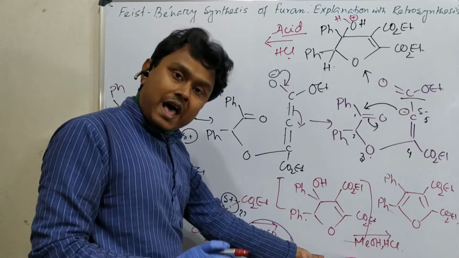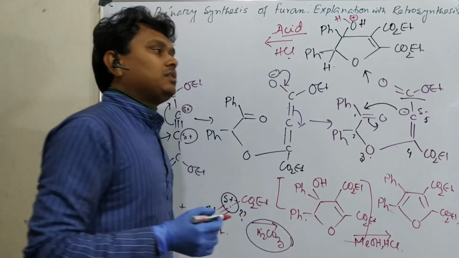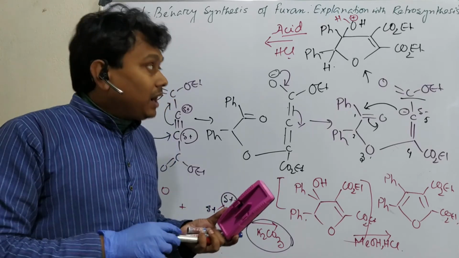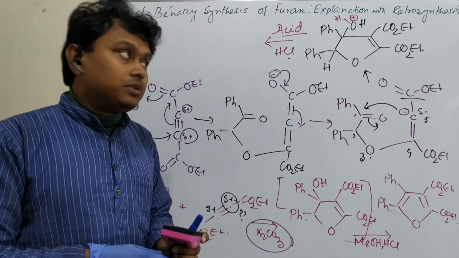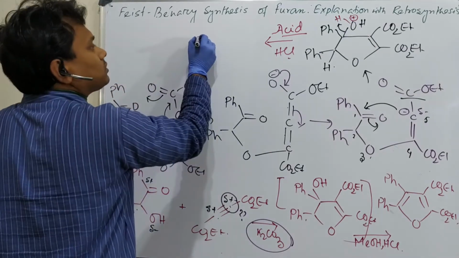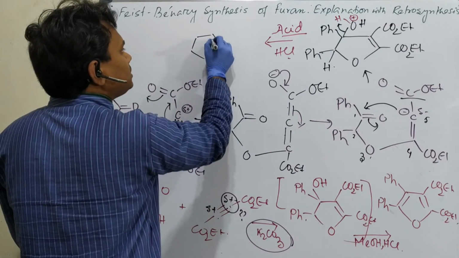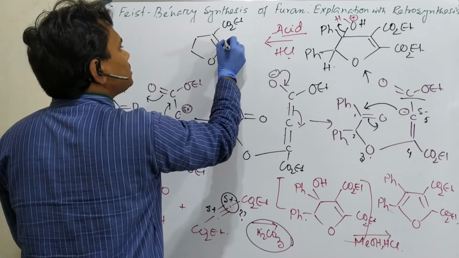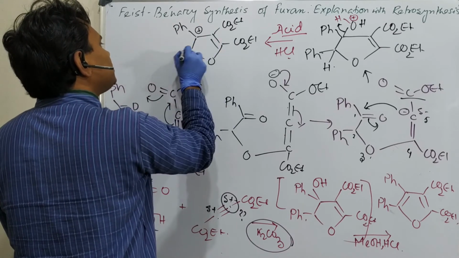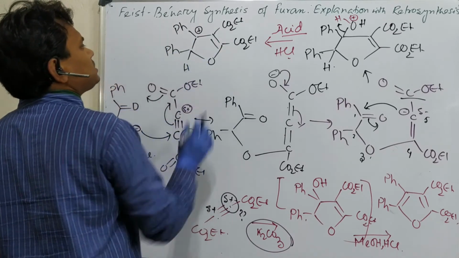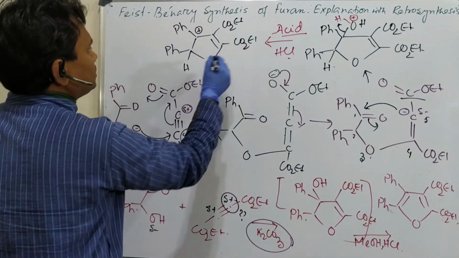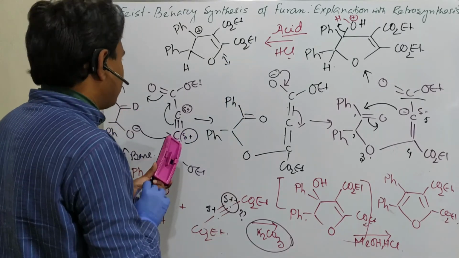We need to put some acid, because we know that OH is not a good leaving group in alkaline medium. But if you put acid, it becomes a good leaving group because of OH2 plus formation. So it will leave. So what will it result in? This CO2Et, Ph having a plus charge here with Ph and H. Now see, this plus charge is resonance stabilized by this double bond. Let me draw at least one, it will be easier for you.